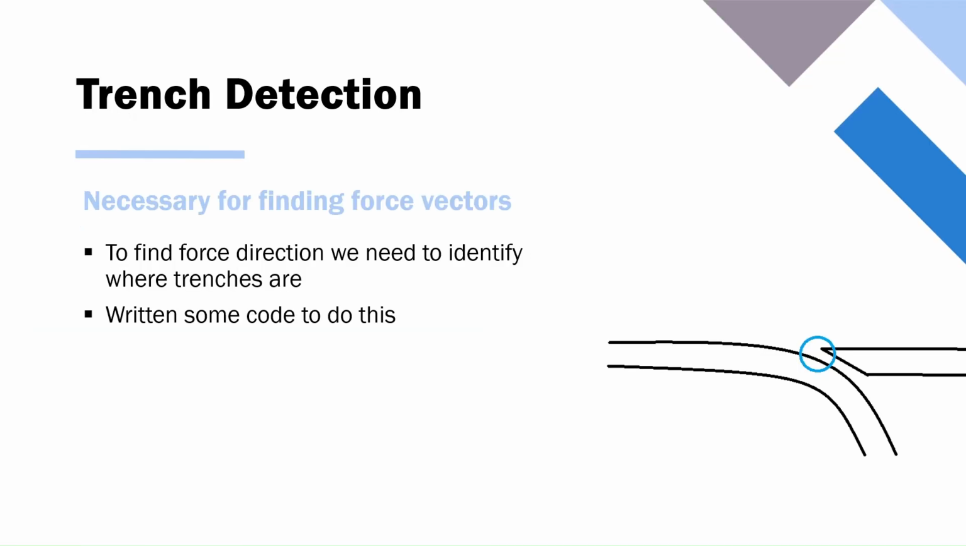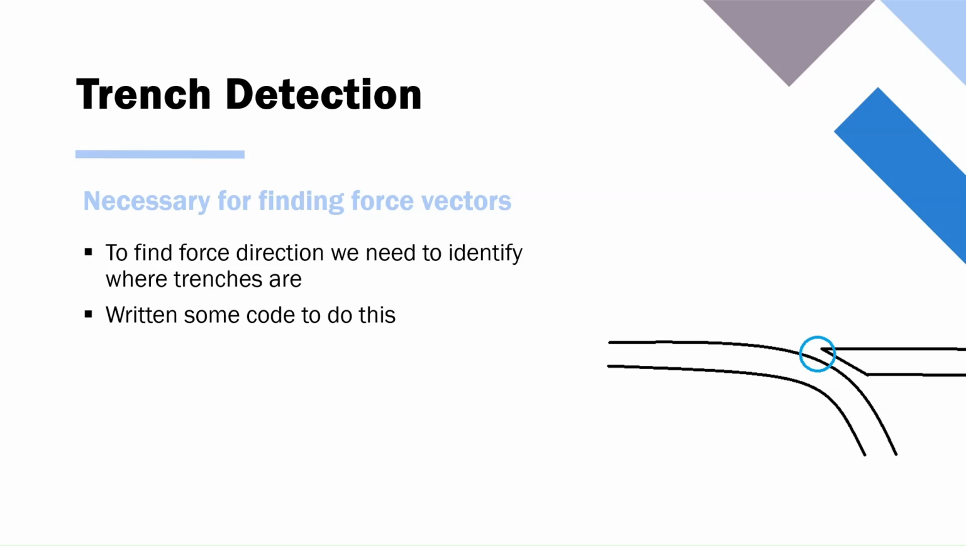So the first thing we wanted to achieve was detecting where the trench is. So if you look over here, this bit where the plate dips down and you get a very deep trench in the ocean floor, that's the trench, and this is very important because this is how we're going to work out the direction that the forces apply. So I had an idea of how to do that, and I've written some code, and that does indeed work now.